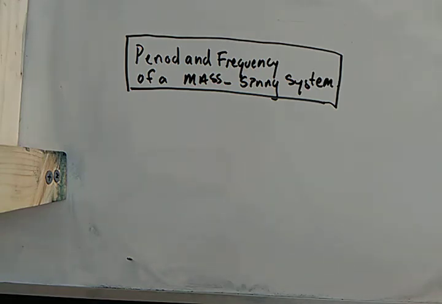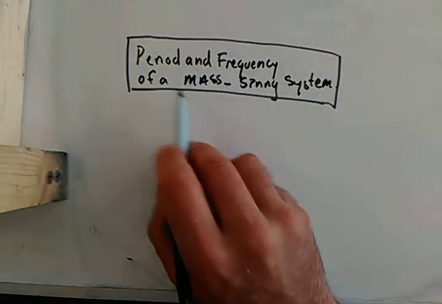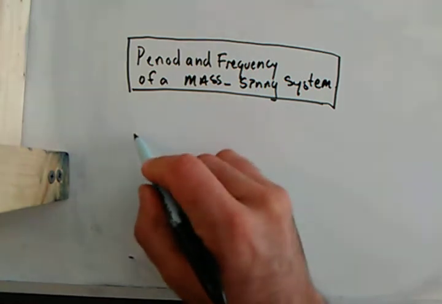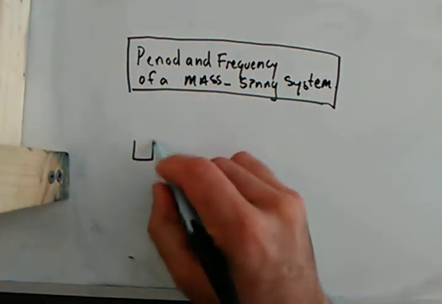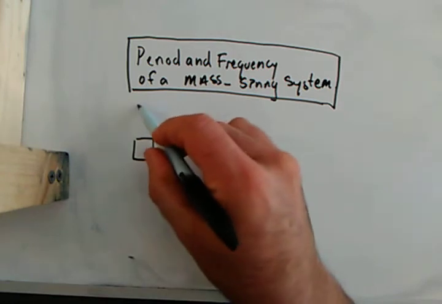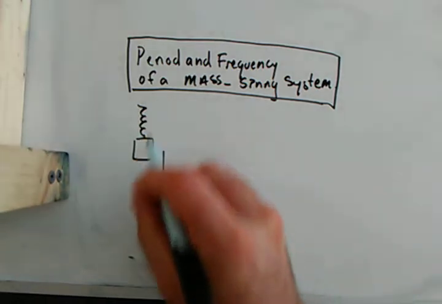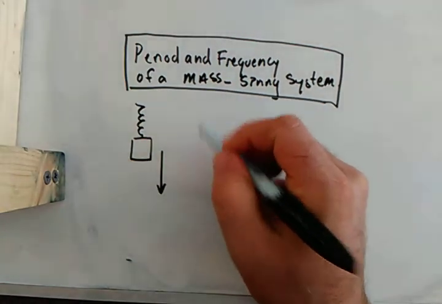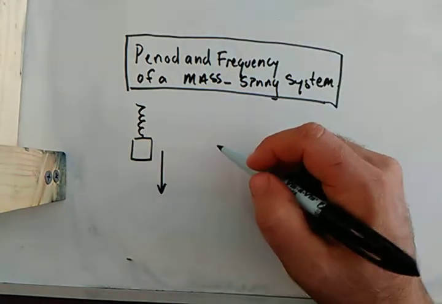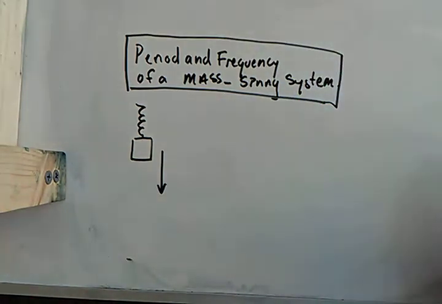So, in the notes, they go through a very lengthy description on the period and frequency of a mass spring system. That is one where you have a mass hanging from a spring. You stretch it down, and then it goes boing, boing, boing, boing, down and up. They give you a very long-winded description, and so my job here for you is to condense this and make it a bit easier to understand.